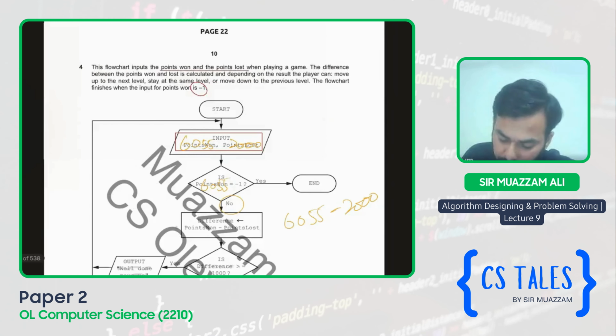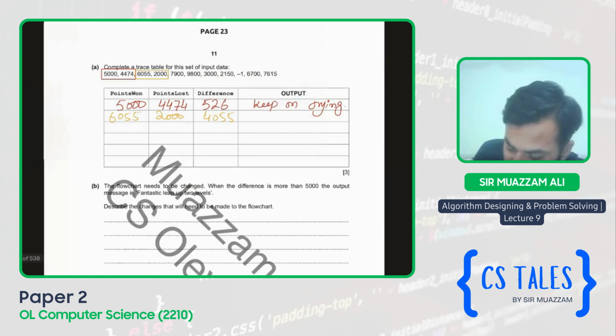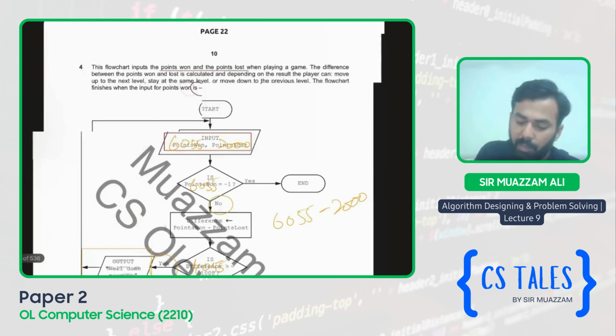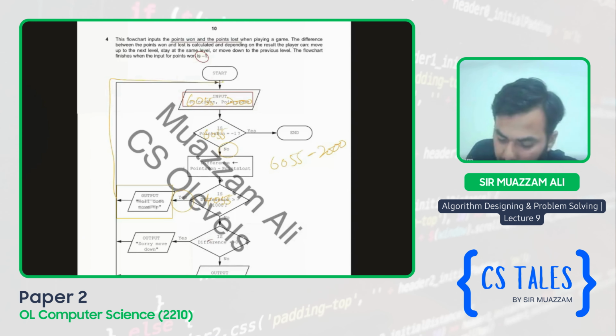4,055 will come. Is the difference greater than or equal to 1,000? Yes, 4,055 is greater than 1,000. Then you have to write down the output, well done, move up. Then again there is input again. So we have to do input again.